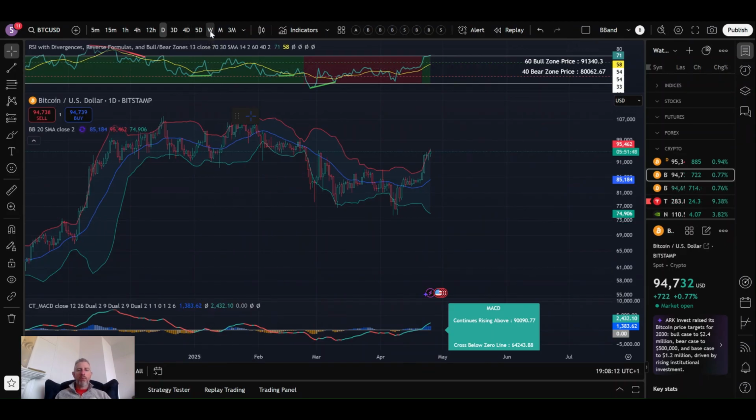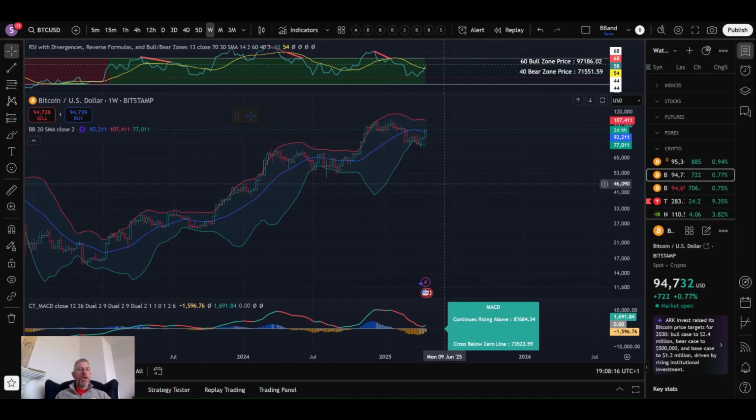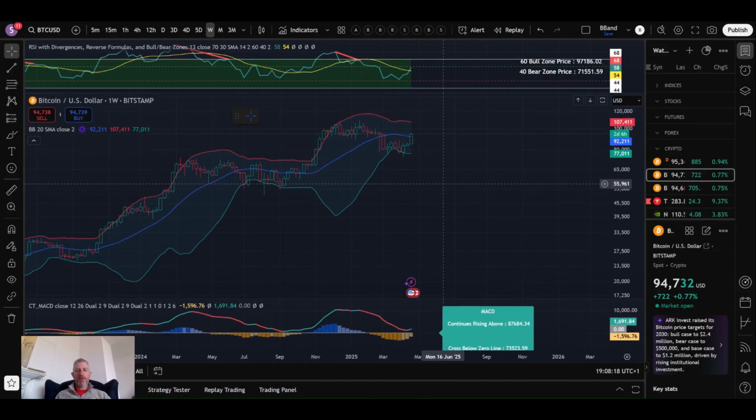Let's scoot on to the weekly. And for this, I will check in. So I mentioned this earlier on in the week, can't remember which day it was now, but I was looking for Bitcoin to close above the midpoint of the Bollinger Band. And just on Bitstamp here, which is the exchange I'm on, it's got a good chance of doing so because, as you can see, it's above it at the moment, with the price being at sort of 94.7 on Bitstamp and the Bollinger Band midpoint being at 92.2.